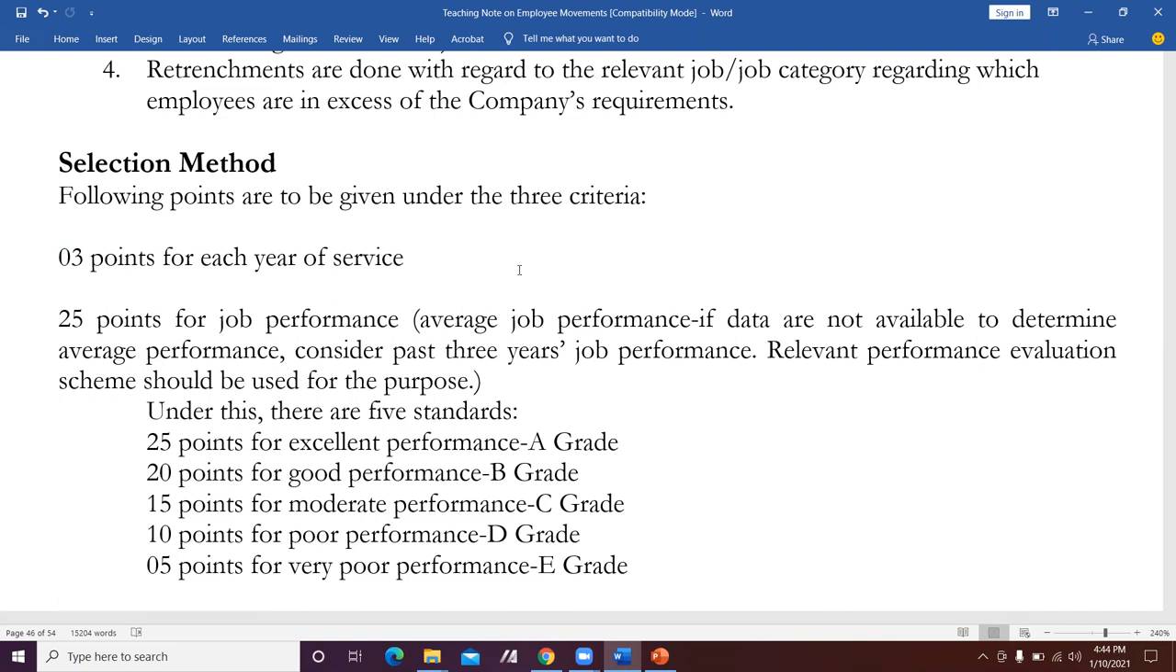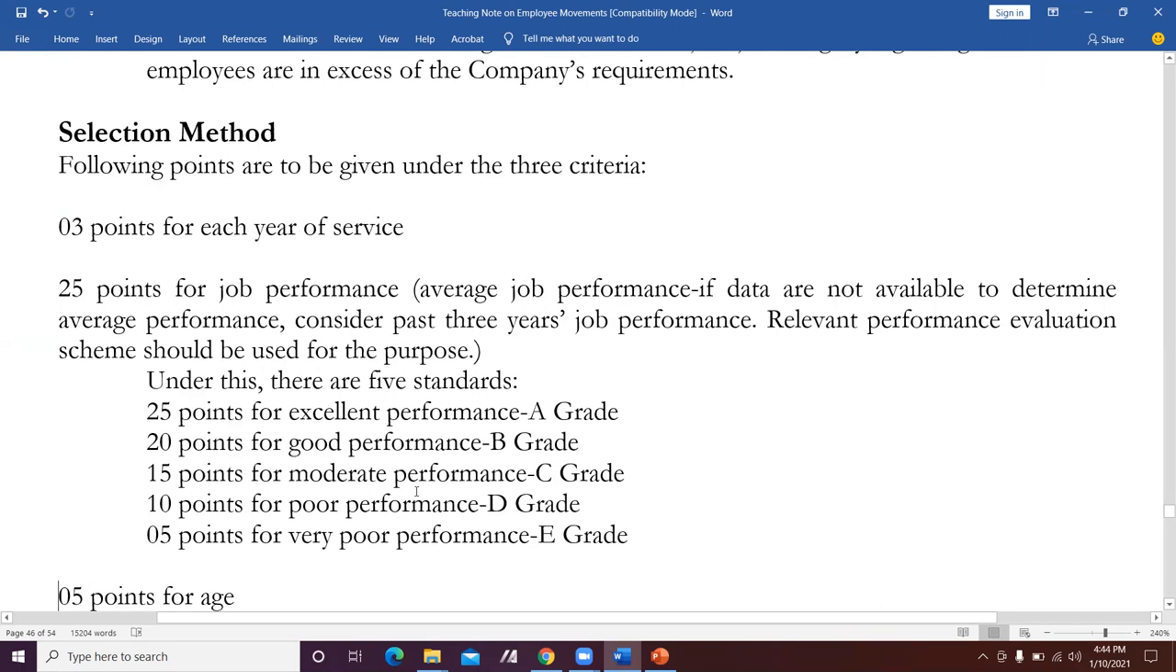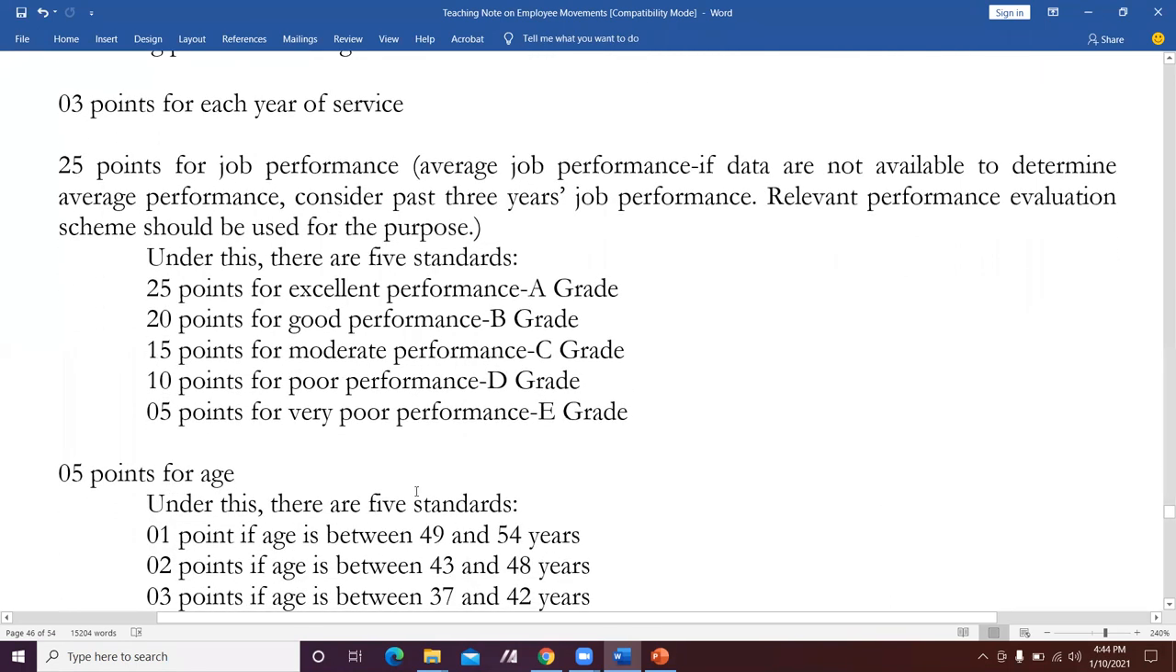Then 25 points for job performance, in other words, merit for job performance. Under this, there are five standards. 25 points for excellent performance, then 20 points for good performance, and so on. Then 5 points for age.